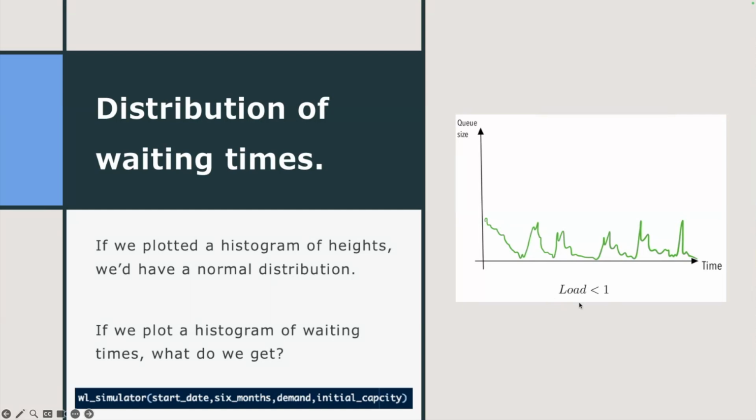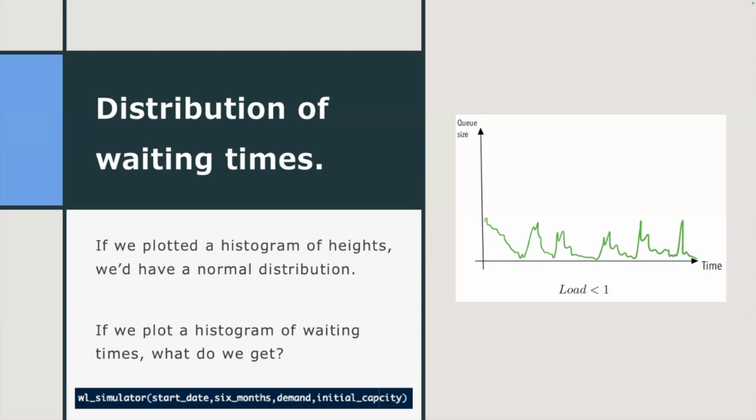Right. So let's suppose you've managed to get the load less than one, so your waiting list isn't growing indefinitely. Let's have a think about what the distribution of waiting time should look like. If you've got a data science background, you probably know about the normal distribution. Say the distribution of heights of people in this call is probably normally distributed. If we did a histogram of it, it'd have a nice bell shape. The question is, what's the distribution of waiting lists? If I took a bunch of waiting lists with the same load, what would those distributions look like?